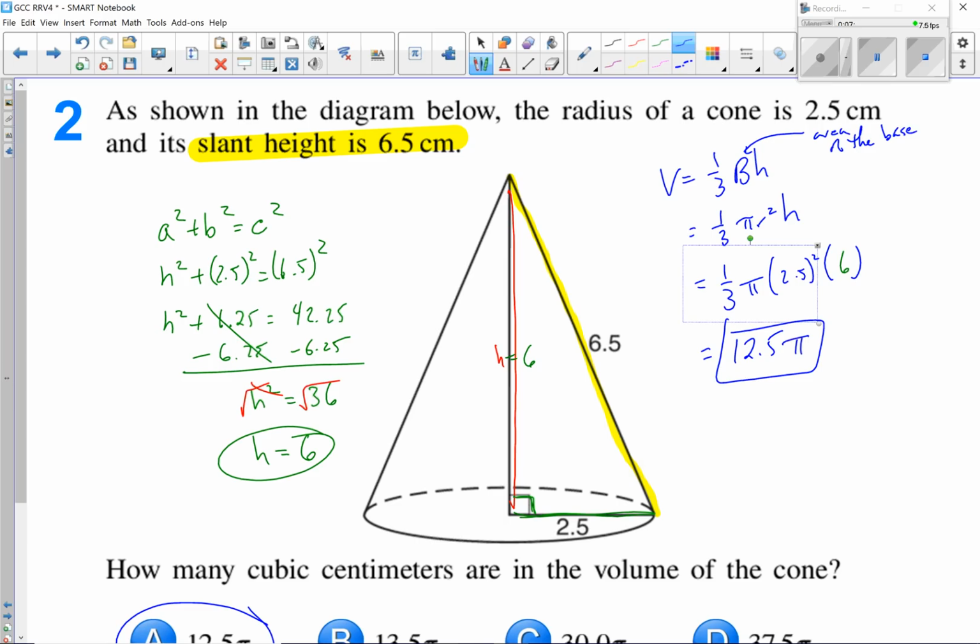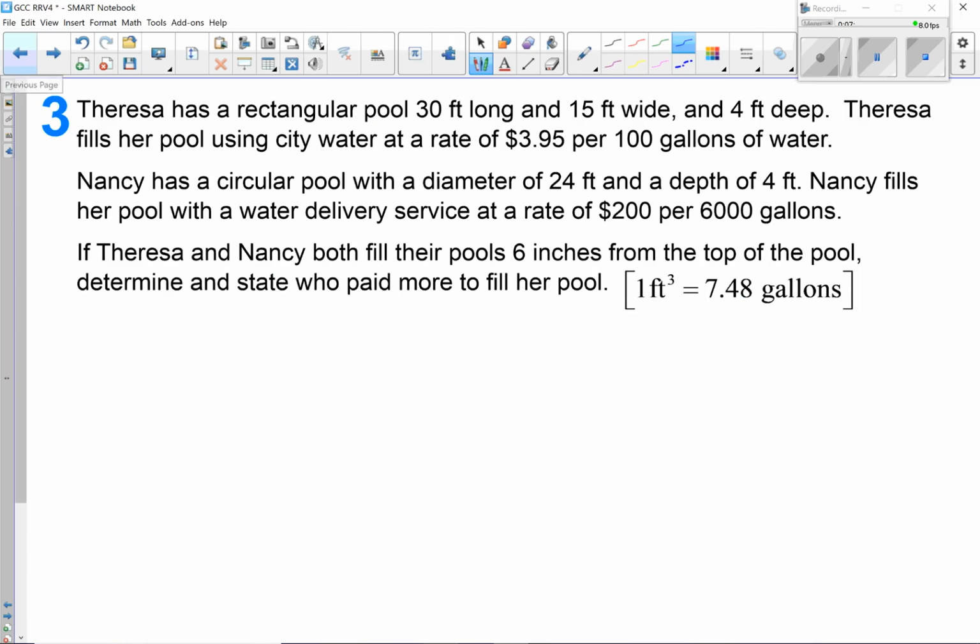All right, let's move on to the next one. This other question here is a little bit more lengthy, more involved.